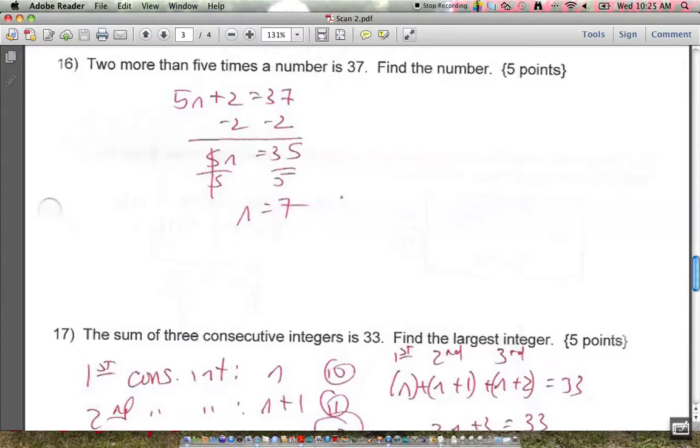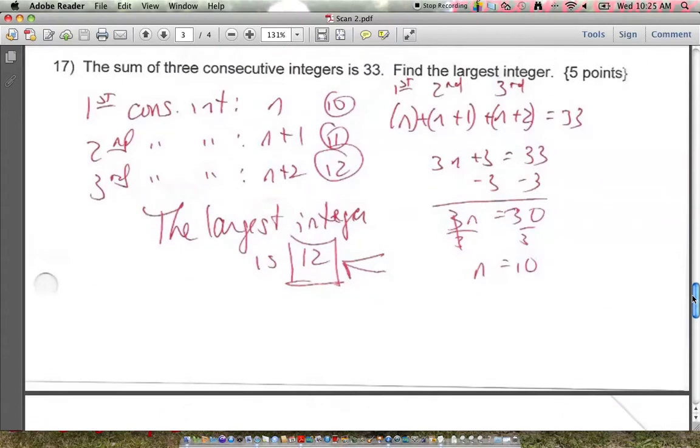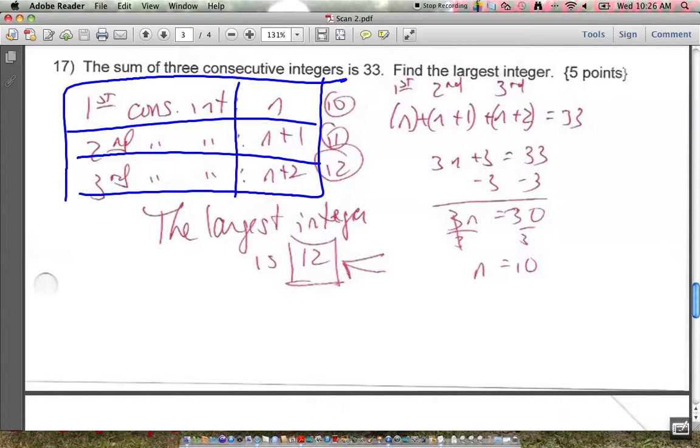Now, juxtapose that with the next question, number 17, which talks about consecutive integers. It says the sum of three consecutive integers is 33. Find the largest integer. How many numbers are in this problem? Three. The reason I know is it says three consecutive integers. So I write first consecutive integer, second consecutive integer, third consecutive integer. If you wanted to put that all in a table, you could. I just didn't write a table this time, but that would be fine. Either way, whatever floats your boat.